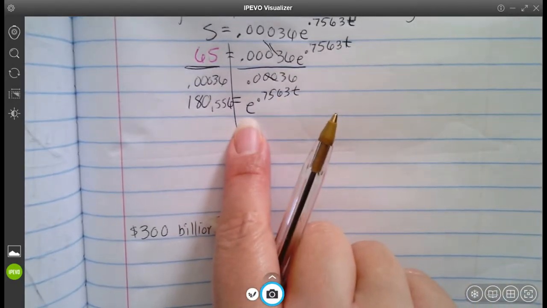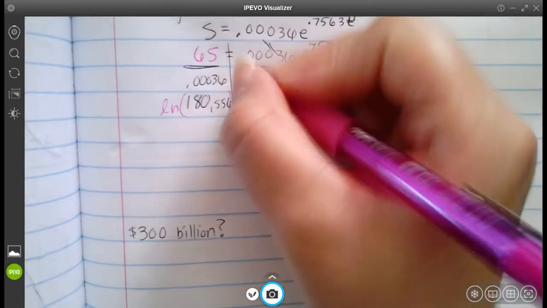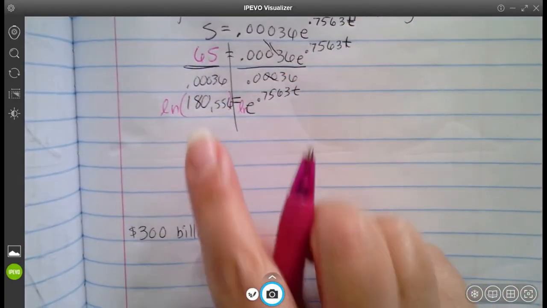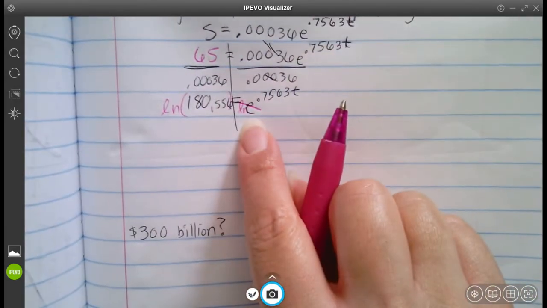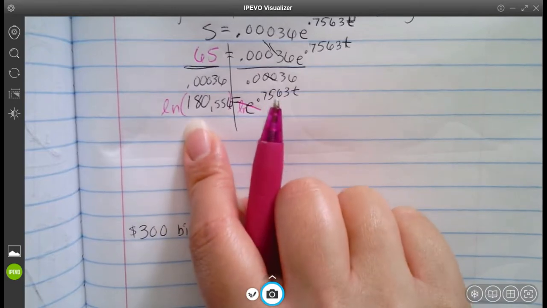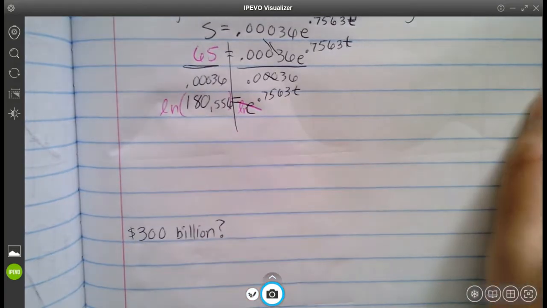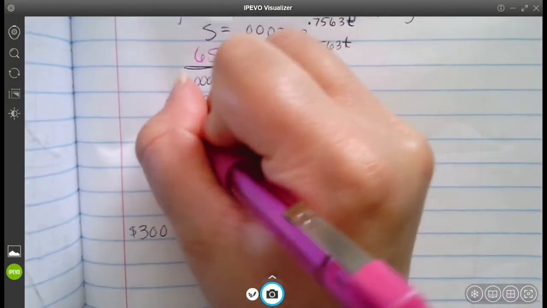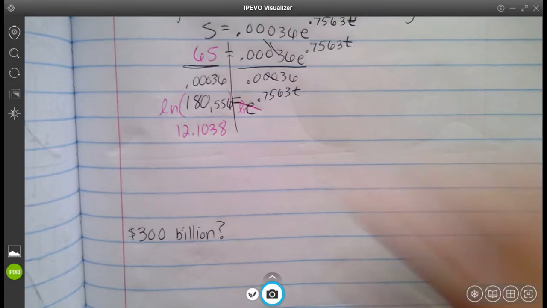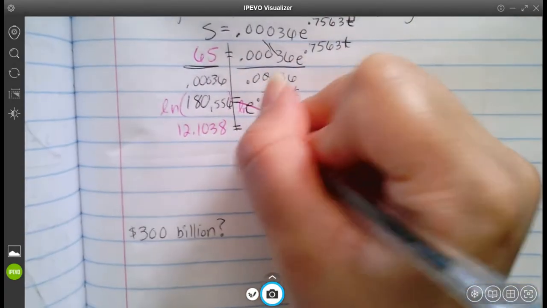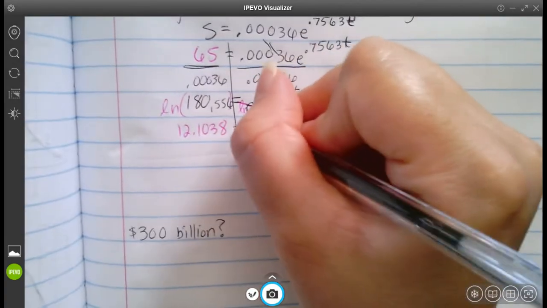Okay, and now we're a little bit closer to getting that t. We're going to go ahead and get rid of the e now. To do that, we take the ln of both sides. So I'm going to take ln of this guy and ln of all this. So you can just kind of squeeze it in front. You don't have to take another extra step. And what that does is it gets rid of the ln e on this side. And I just take the ln of this. Okay. So when I do that, I get 12.1038, okay, approximately. And I'm left with 0.7563 t on this side, okay.